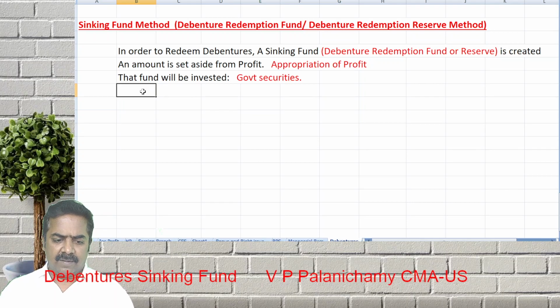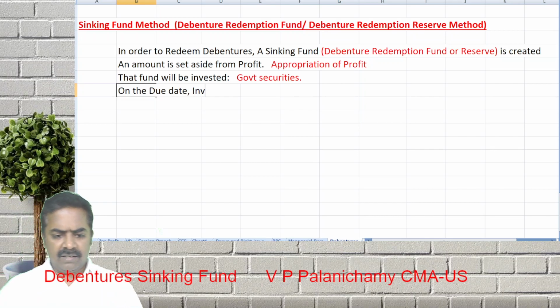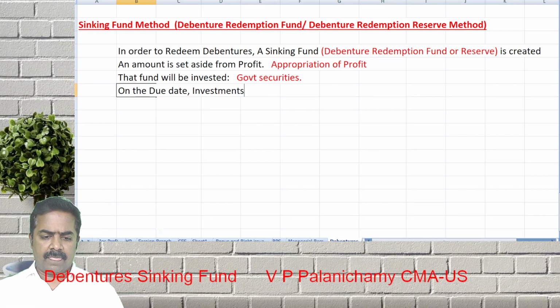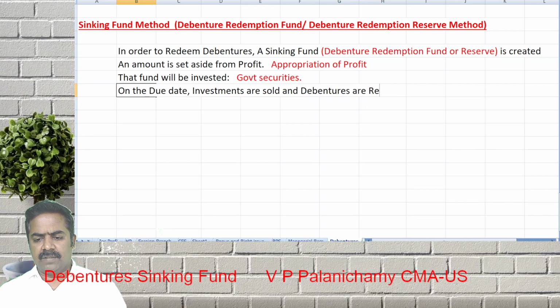This will happen every year. Every year you take the profit, create a fund, and invest from the fund. You do it for the first year, second year, third year, fourth year, fifth year. Then on the due date, the investments are sold and debentures are redeemed.